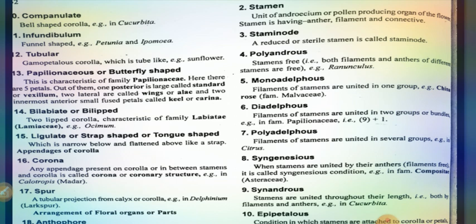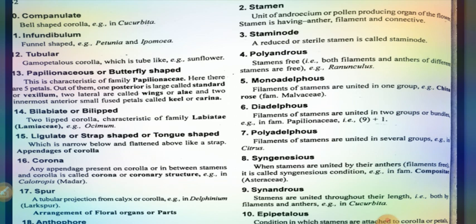Then comes the Papilionaceae, or butterfly shape. This is the characteristic of the family Papilionaceae. Here there are five petals. One, the posterior and largest, is called the standard, or vexillum. Two lateral ones are called the wings. And two innermost anterior small fused petals are called the keel, or carina. That's why its shape looks like a butterfly. The flowers of the Papilionaceae family are known as butterfly-shaped.